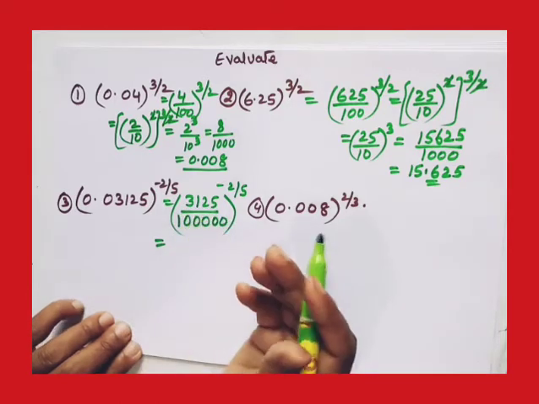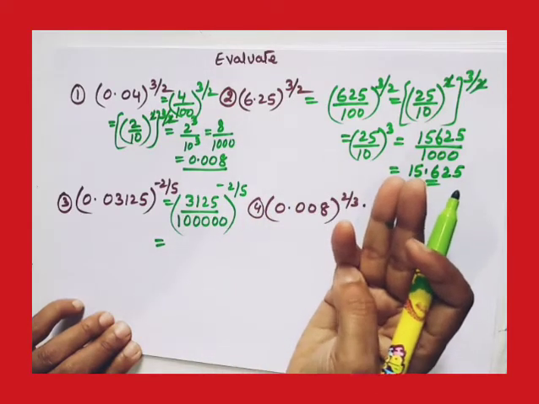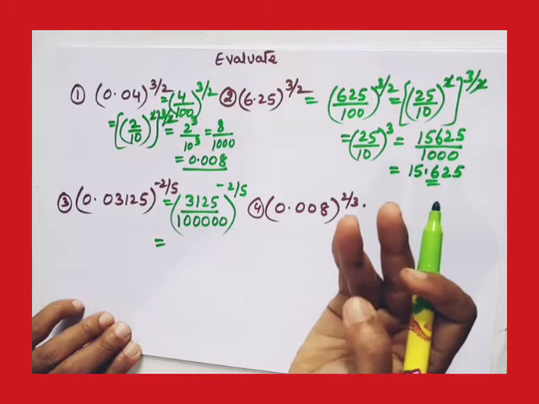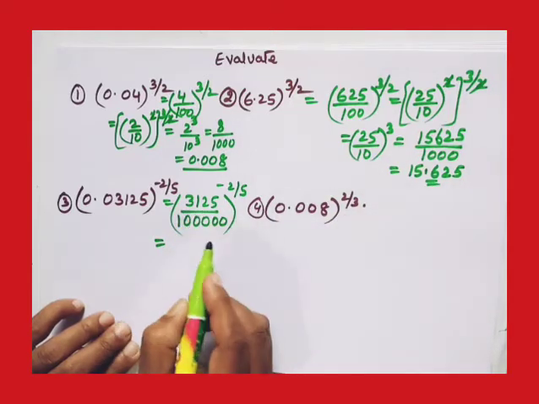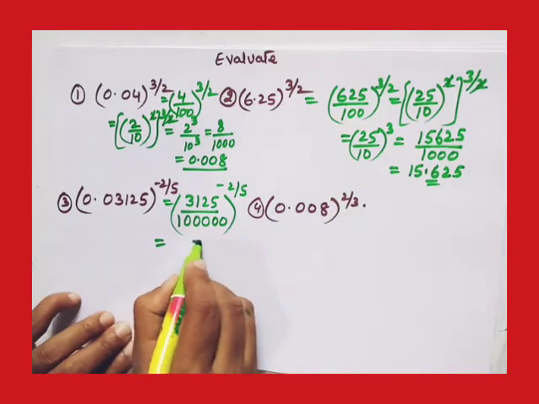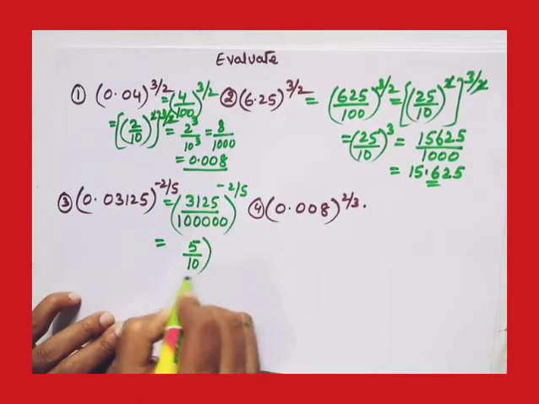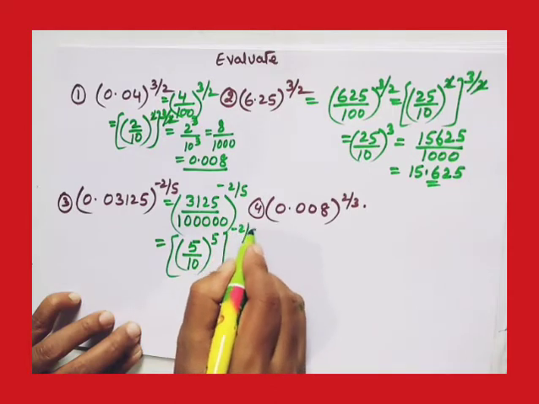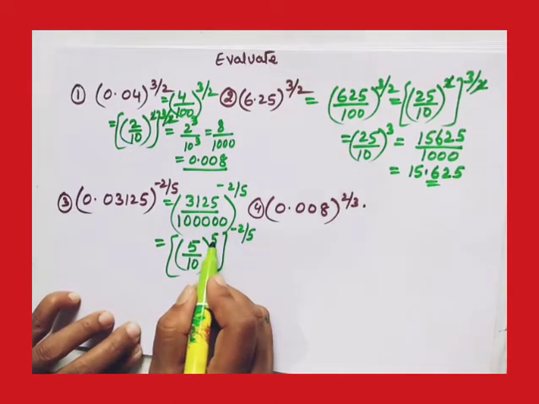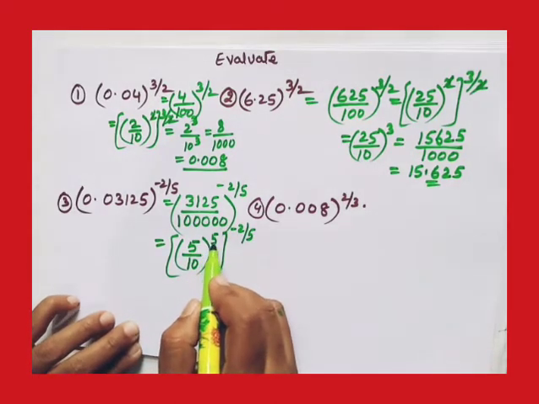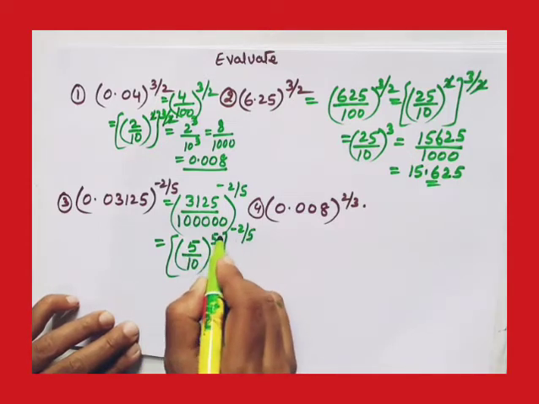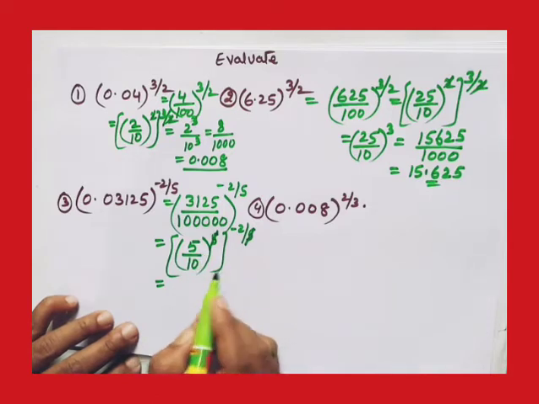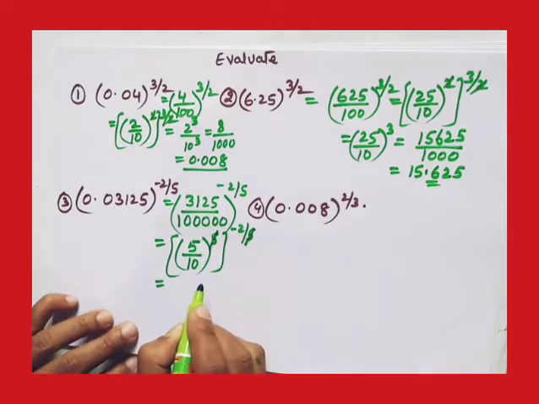Now see here, 3, 1, 2, 5. Let us see for 5. 5 5s are 25, 25 5s are 125, 125 5s are 625, and 625 into 5 gives 3125. You can multiply and check it. So 5 by 10 to the power 5, and whole to the power minus 2 by 5. Again a to the power m and whole to the power n, so a to the power m into n, this 5 and 5 will be cancelled. You are getting 5 by 10 to the power minus 2.